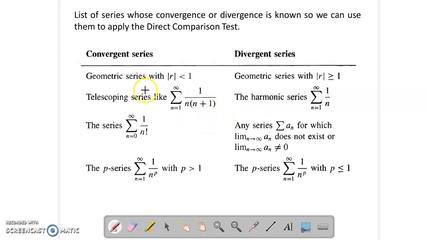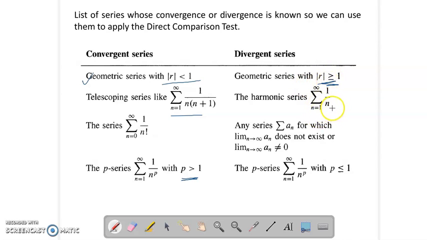So all the geometric series with common ratio mod of r less than 1 are convergent. The telescoping series, we have proved this to be convergent in the last lecture. The series summation n going from 0 to infinity 1 by n factorial, we just proved it to be convergent. The p series summation n going from 1 to infinity 1 by n to the power p, where p is greater than 1, is convergent. And the well-known divergent series are geometric series with mod of r greater than or equal to 1, which is divergent.